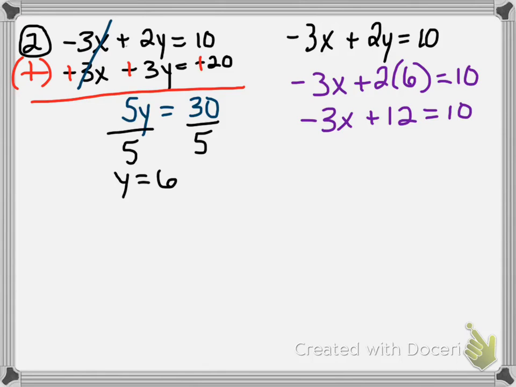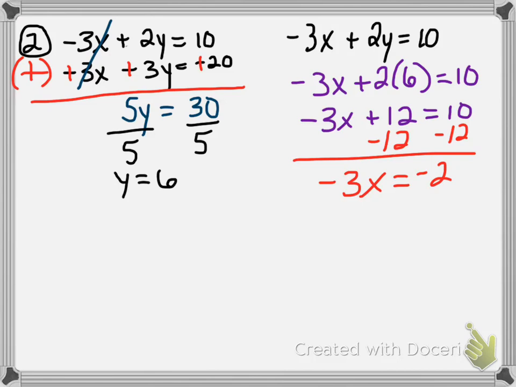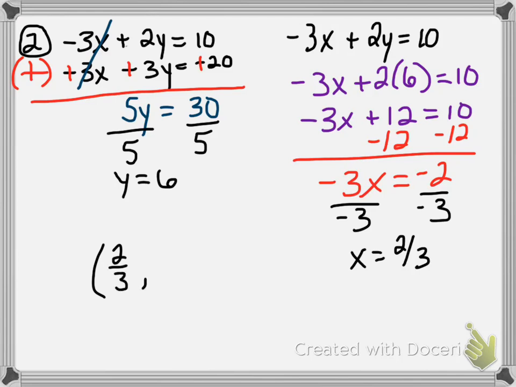And then when we solve this equation, we're going to subtract 12 from each side. And negative 3x comes down, and it's equal to negative 2. So then we're going to divide everything by negative 3. And we get x is equal to positive 2/3. So the ordered pair solution for this system of equations would be 2/3 and 6.